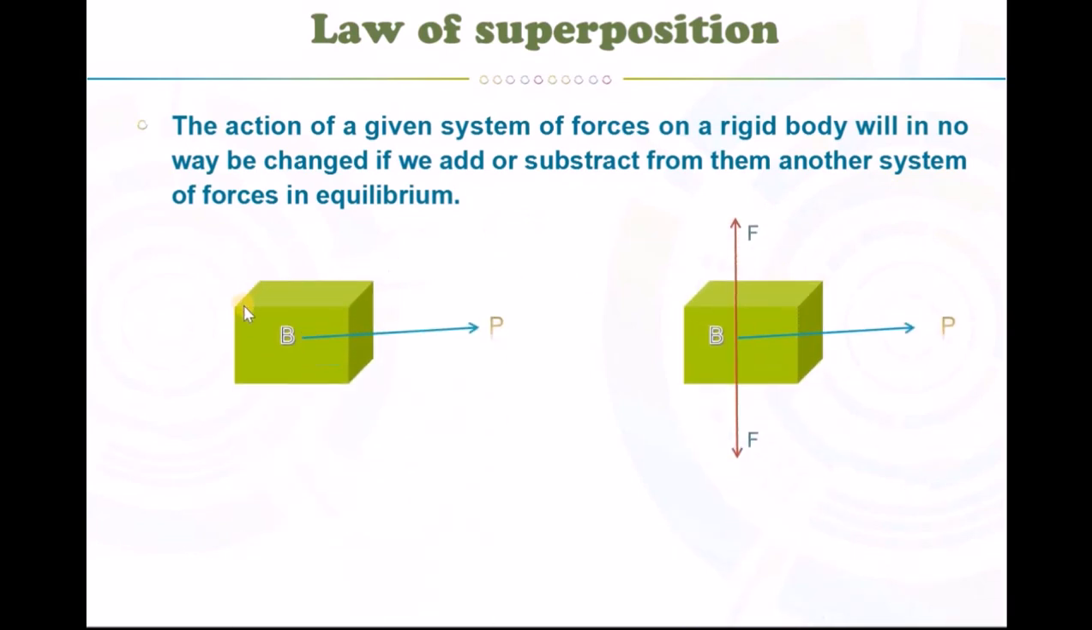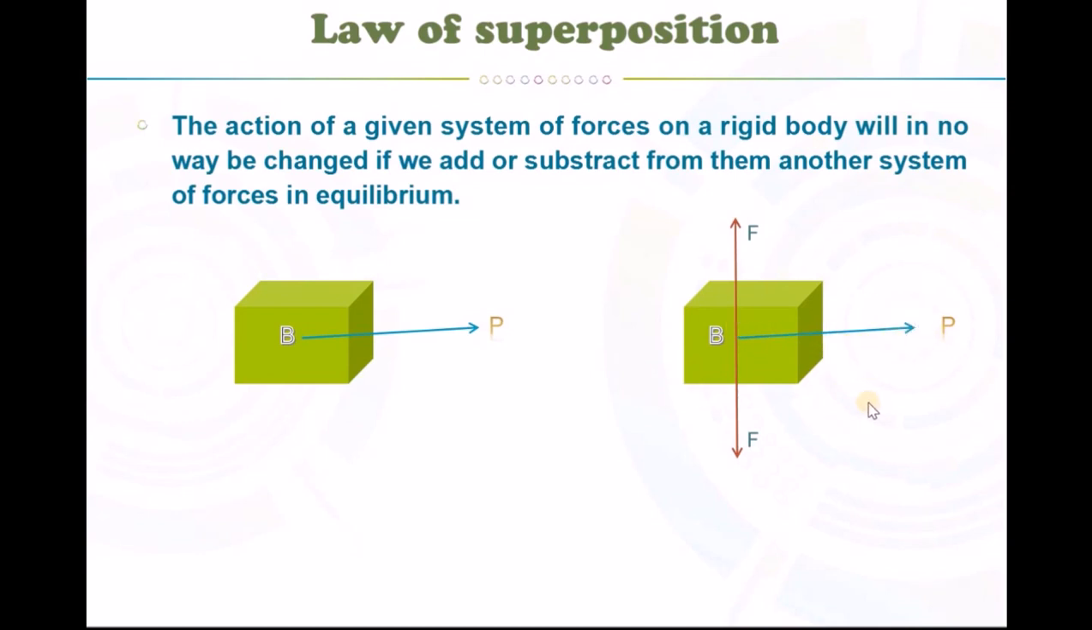Let us consider now a rigid body under the action of a force P applied at the point B. Now if we apply two forces which are the same in magnitude and opposite in direction at the point B, then these two forces F will in no way alter the action of the given force P. That means, the action of three forces on the body is equivalent to action of only one force P on that body.